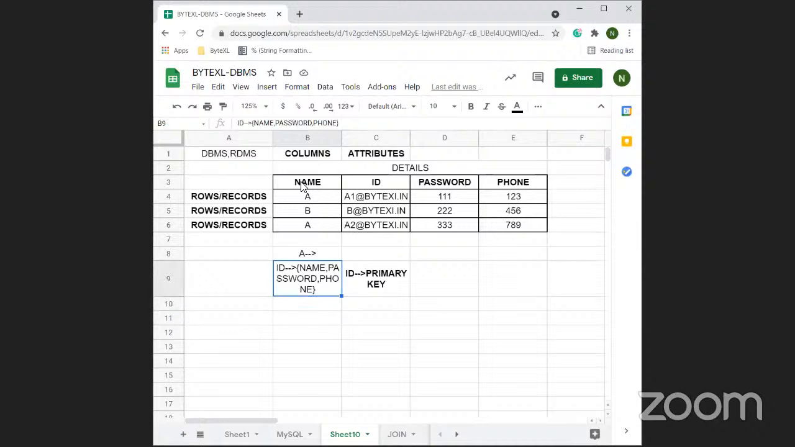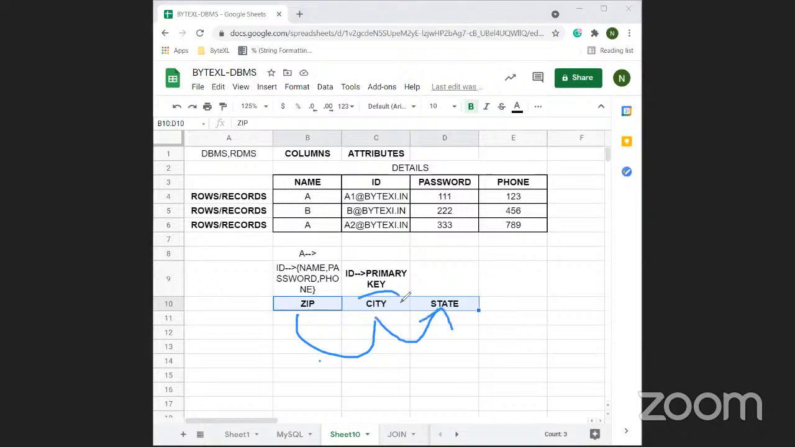Now this is called a relationship. Suppose we have another table where we have zip code, city name, and state. A table containing these three values. If I have a zip code, I can tell the city name, I can also tell the state name. If I have the city name, I can only tell the state because in one city, there can be more than one pin code. Zip code in our general terminology is pin code.